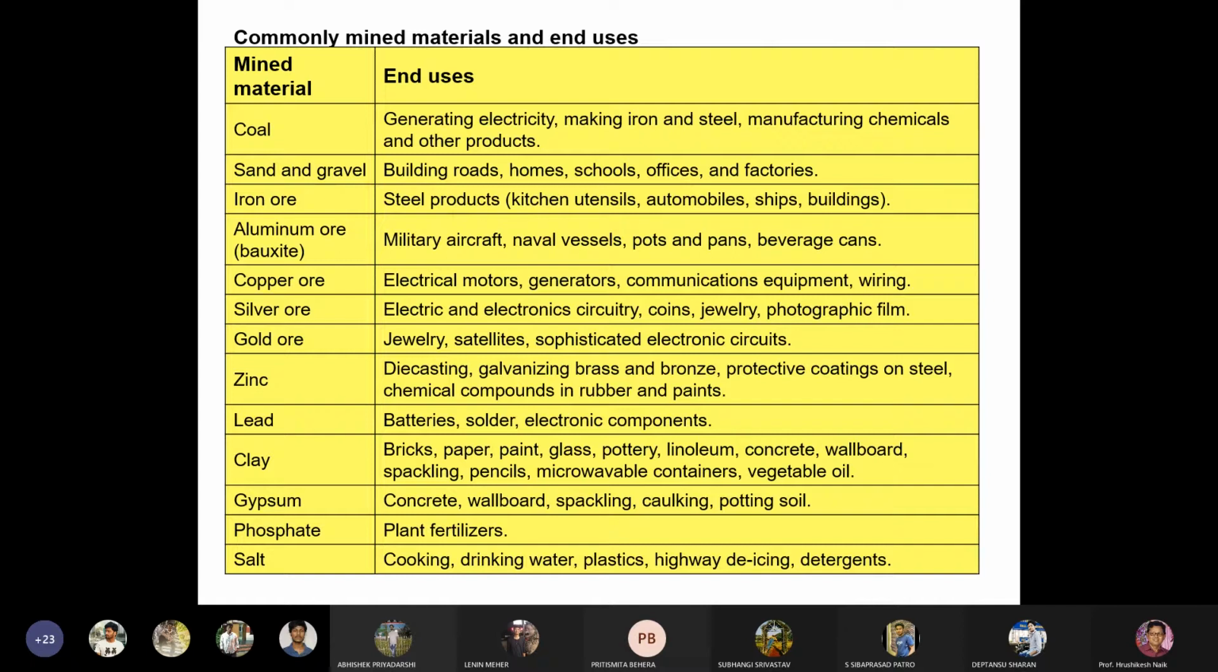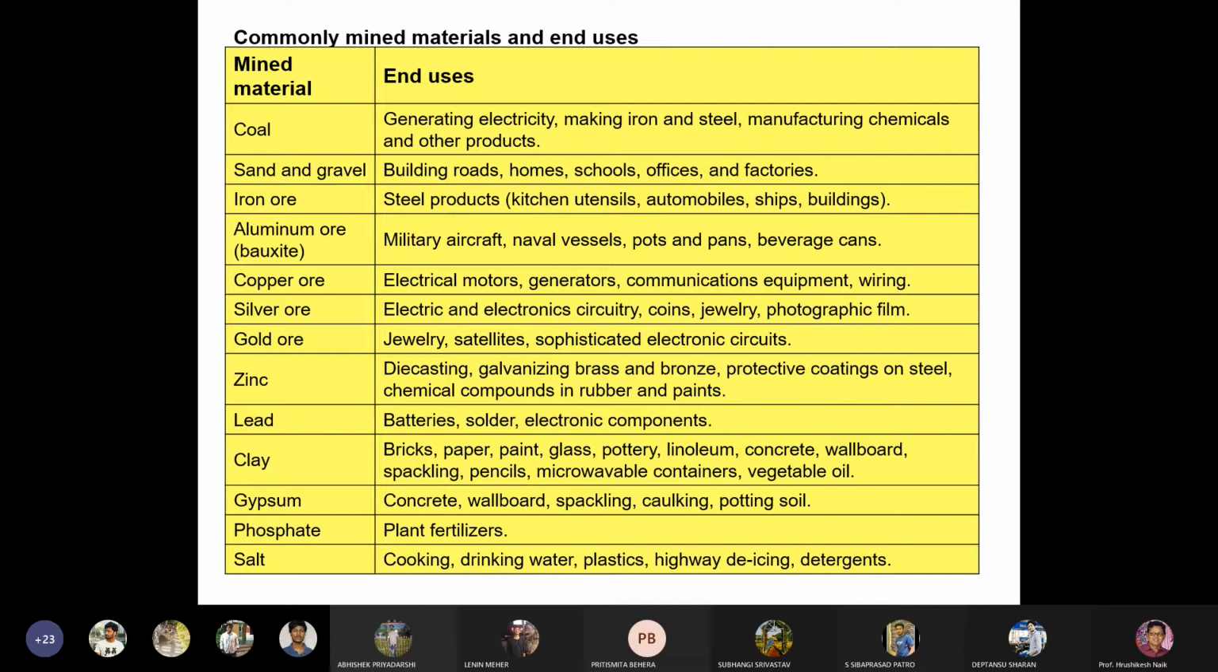And we mine the iron ore. We mine the iron ore for what purpose? To produce steel products like kitchen utensils, automobiles, ships, and buildings.